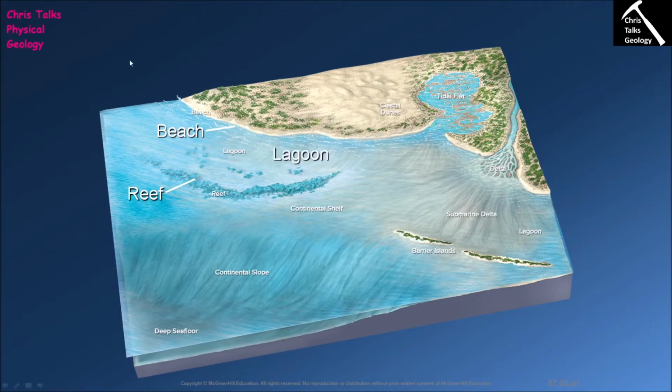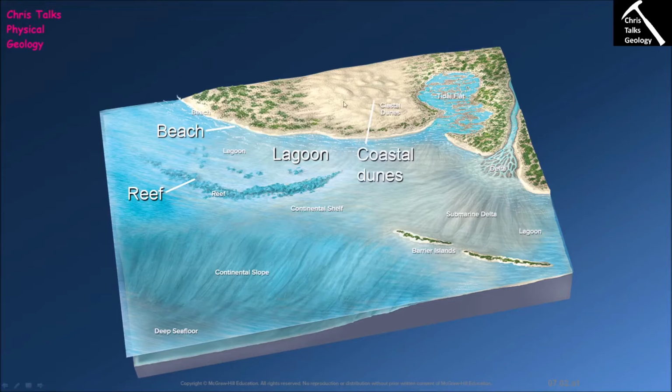We're going to have lagoons, so these are lower energy areas of water which are protected. So a lagoon can occur behind a reef because the reef offers protection to that area, or a lagoon can also occur behind barrier islands, which are linear bodies of essentially sand which build up parallel to the coast. They're also protecting an area of water behind them, which we would refer to as a lagoon, and typically a lagoon is a lower energy environment.